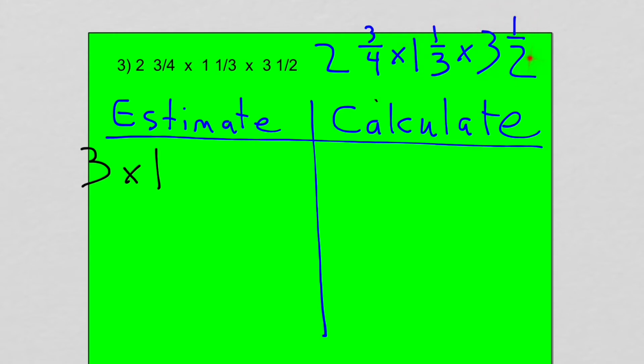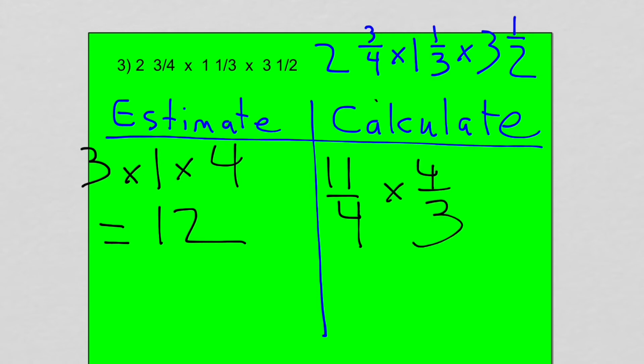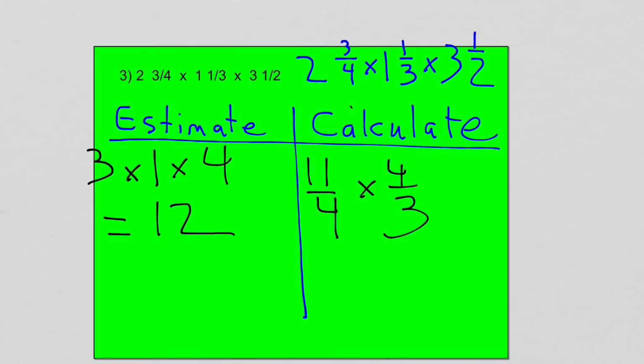For 3 1/2, I could go either way here, but typically we round up. I'm going to round that up to 4. And 3 times 1 times 4 is 12. Okay, the calculating part. All my mixed numbers have to become improper fractions. 4 times 2 is 8, plus 3 is 11 over 4. 3 times 1 is 3, plus 1 is 4 over 3. And 2 times 3 is 6, plus 1 is 7 over 2.